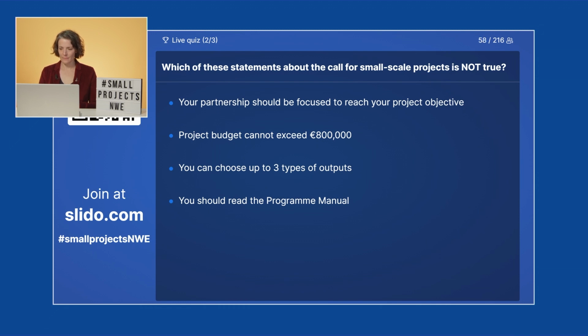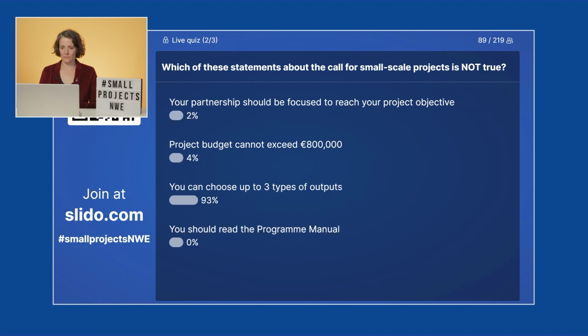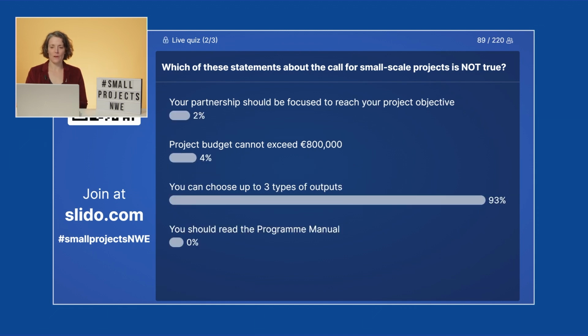Okay, can we see the results? Which of these statements about the call for small-scale projects is not true? Yes, 93% answered correctly. You can choose up to 3 types of outputs. No, 1 type of output. Next question, please.